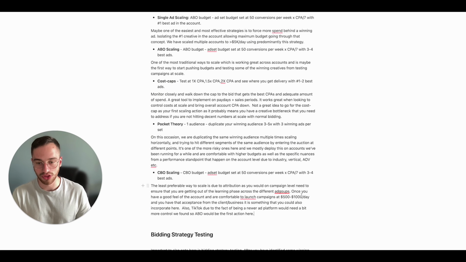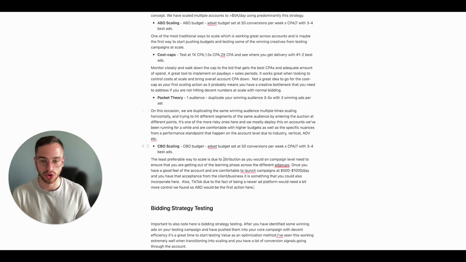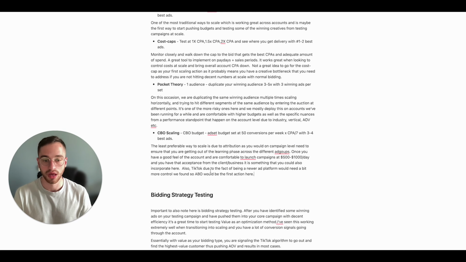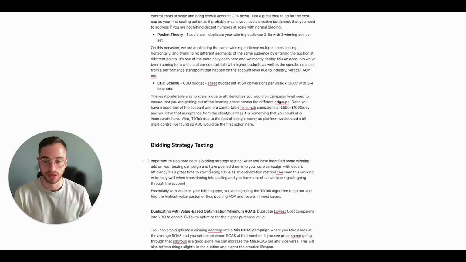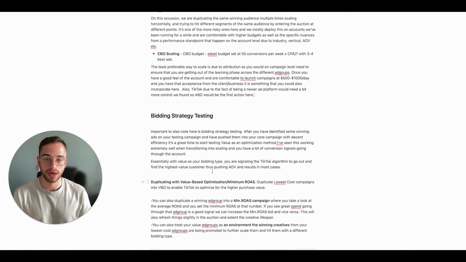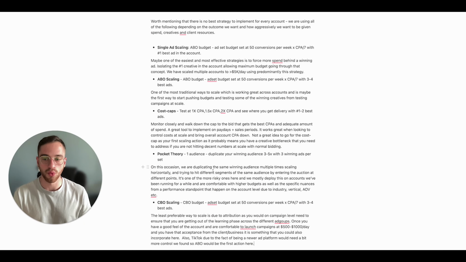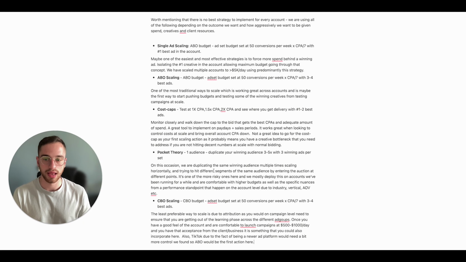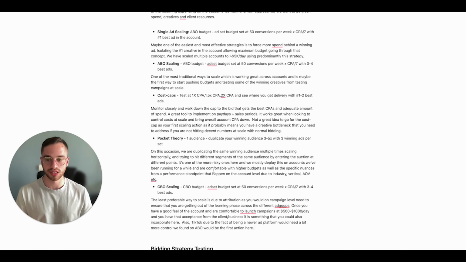But again, it really applies to the same thing that we just talked about. I only use that maybe on specific accounts that we'll be running for a while, and we are very comfortable spending 1K behind one campaign. So that's the core, in a way, of how I like to use them. These are scaling strategies.